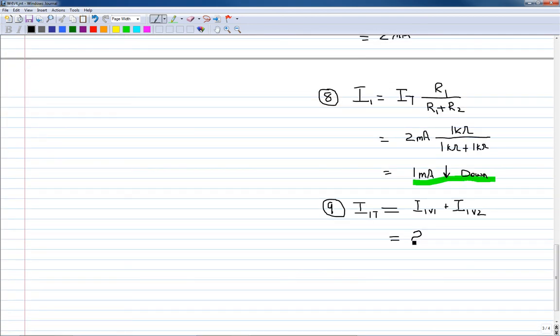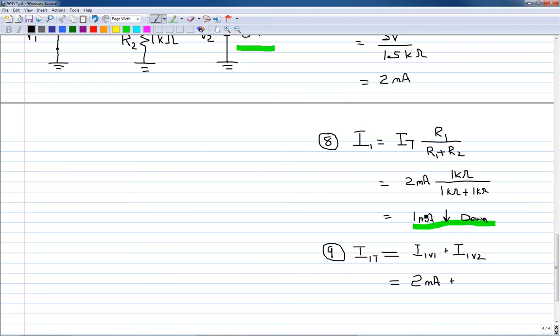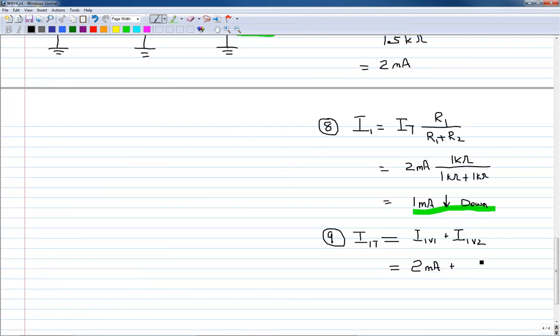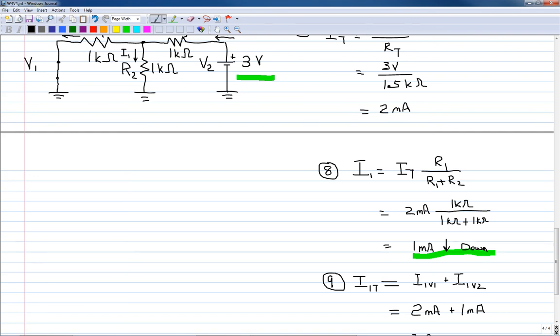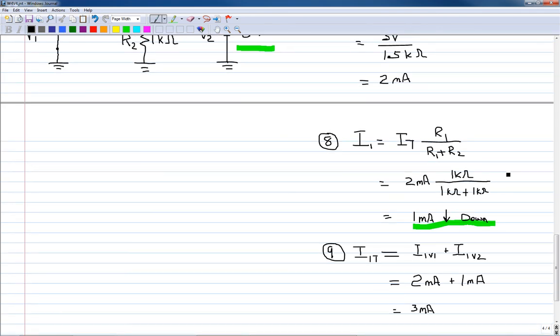So that was 2 milliamps plus 1 milliamp down due to V2, and summing those numbers, we have the total current I1 flowing through R2 is 3 milliamps. That concludes the video on superposition.